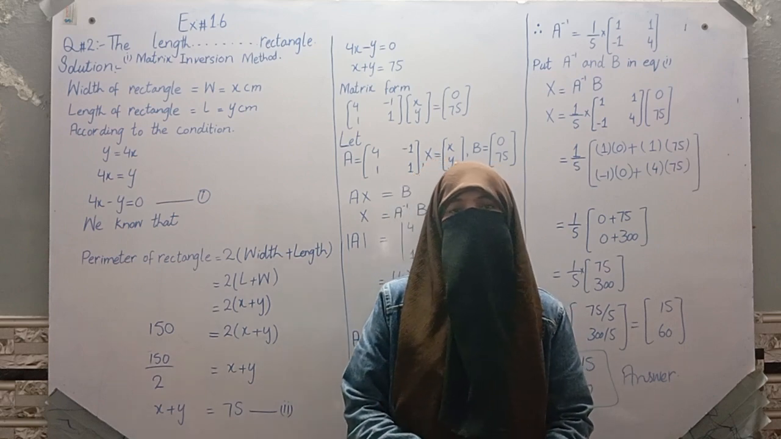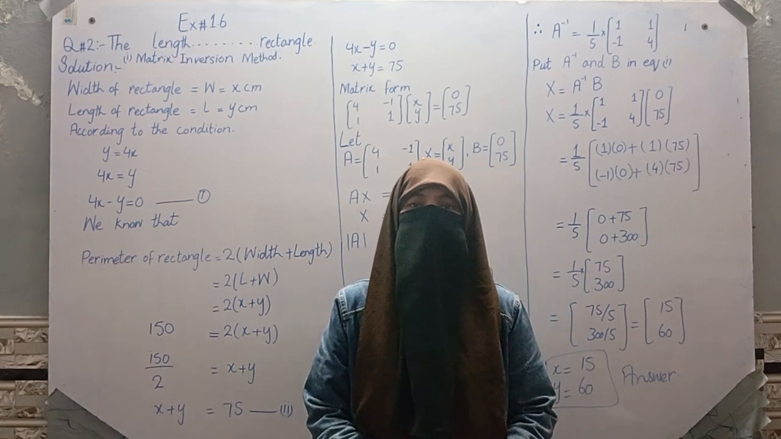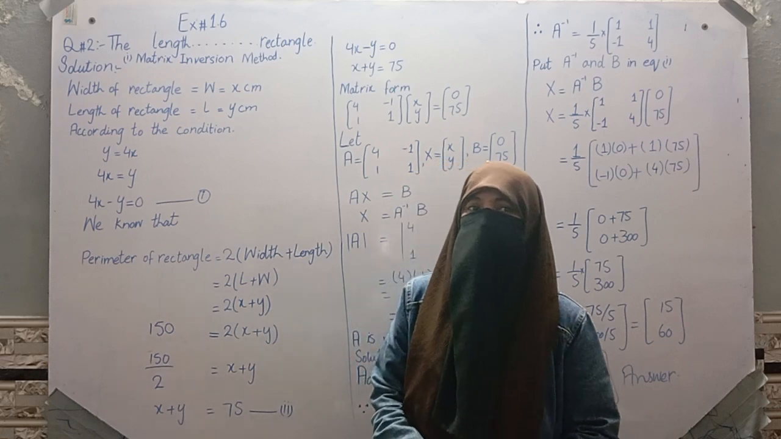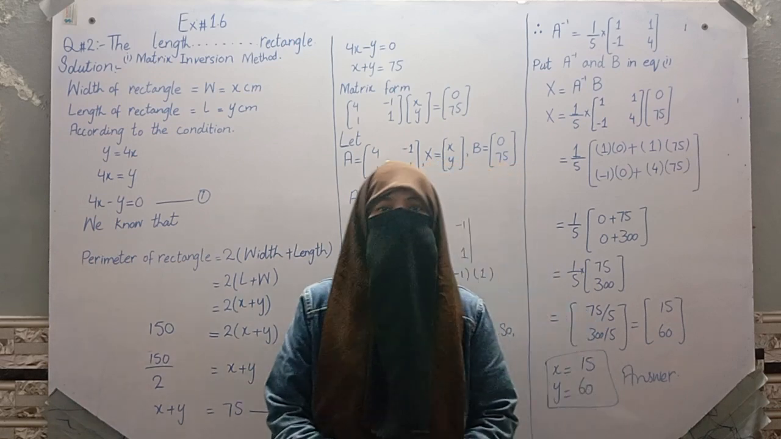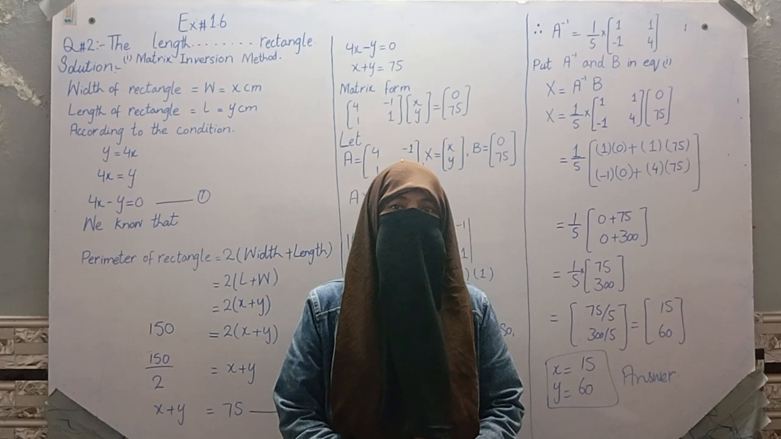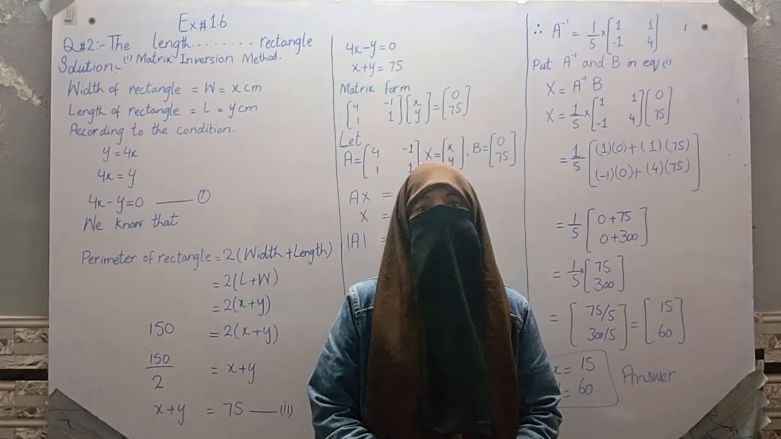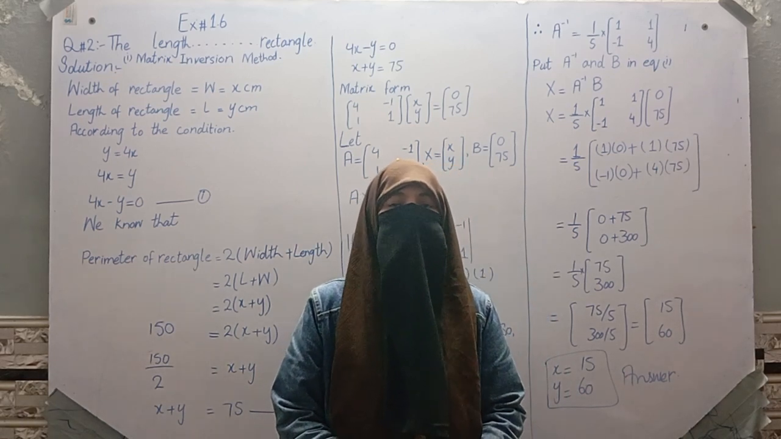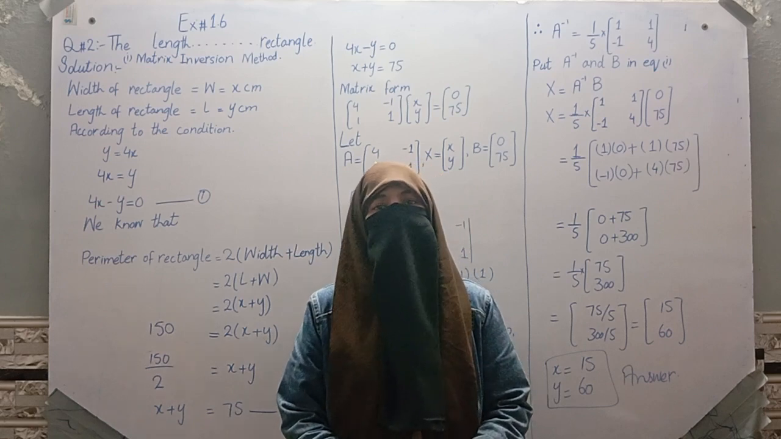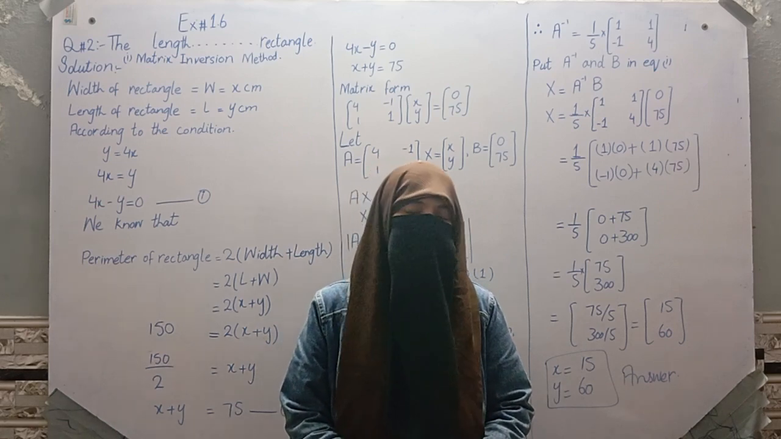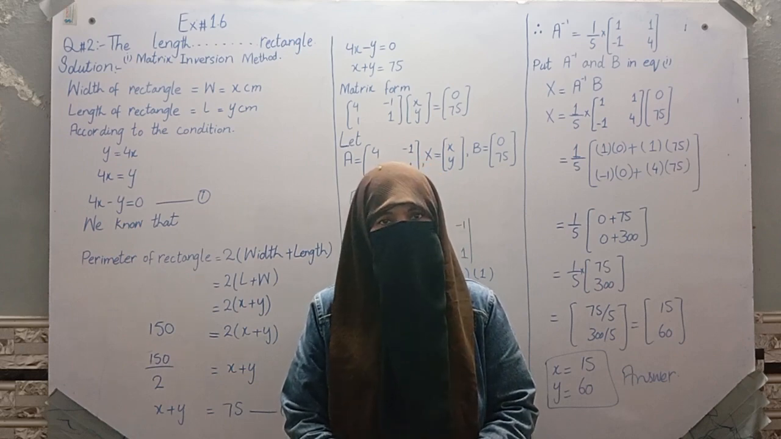Today we are doing exercise 1.6 in chapter number 1, and we are doing again the inversion method. As you know, we have done question number 1 and all the parts were by the inversion method. Now I am completing this exercise with the inversion method. When we complete the inversion method, then we go to Cramer's rule.